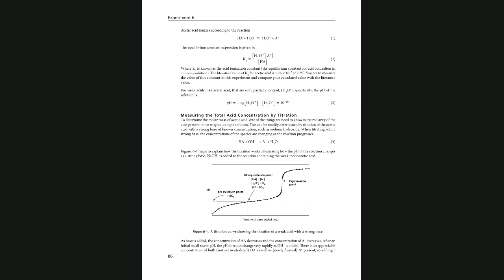The volume at the equivalence point is the milliliters of base that was added. Let's say you get 16, if you divide that by 2, you get 8, and at the 8 milliliter, you can find the pH also. The pH at half the equivalence point is equal to the pKa. So you can find the pKa for a weak acid.